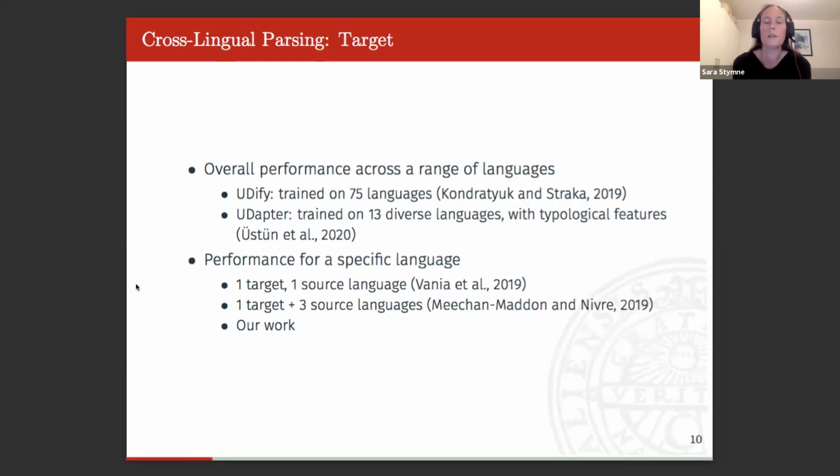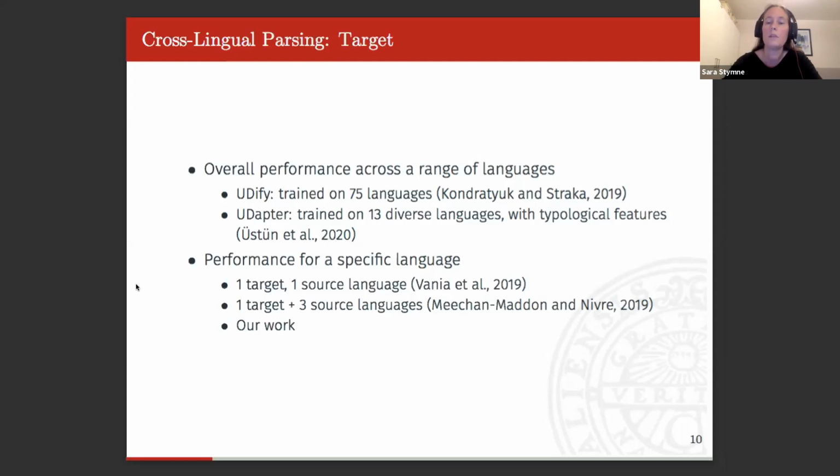There are also other ways you can divide different types of cross-lingual methods. So one is what the target of the parsing is. In one line of work, people have tried to find a parser that gives an overall good performance across a range of languages. So maybe a universal parser, if you wish, that you can use for any language that you like. A couple of examples of this are UDify and UDapter, which are trained on a high number of languages. UDify was trained on all the languages in UD at the time, and UDapter was trained on 13 languages, but which were selected to be quite diverse.